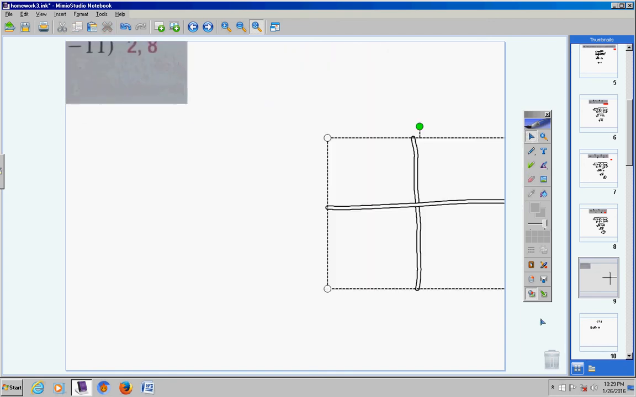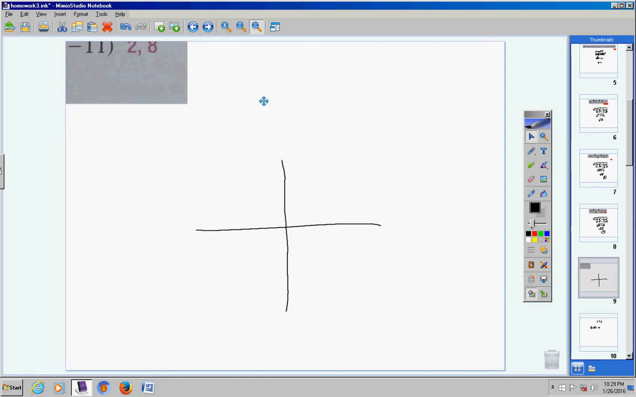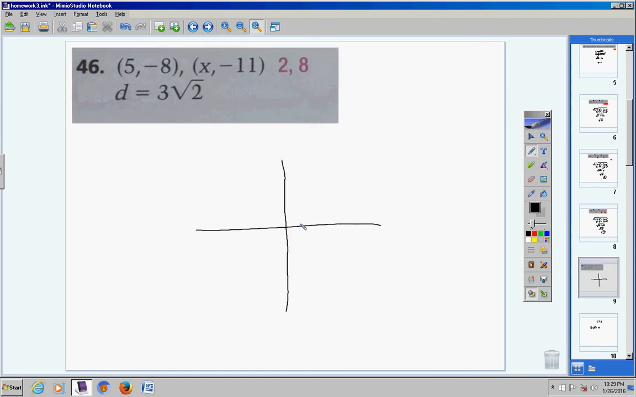Now watch this carefully. I want to show you something. Okay, now look. See the ordered pair (5, -8)? 1, 2, 3, 4, 5. 1, 2, 3, 4, 5, 6, 7, 8. Now here's my ordered pair right there. Got it?